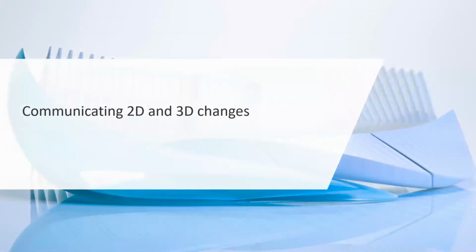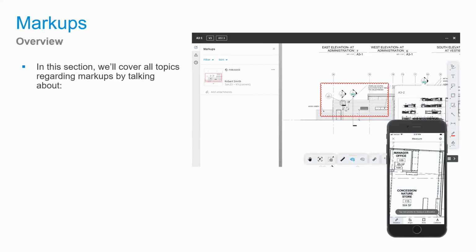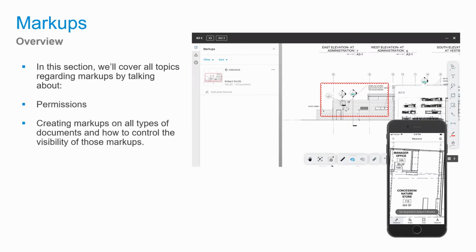Alrighty, so communicating 2D and 3D changes. In this section, we'll cover all topics regarding markups by talking about markup permissions. We have private and published. We will discuss how those are given and how to manage markups, what to do when I don't need a markup anymore. How do I know how many or which markups are on a page?